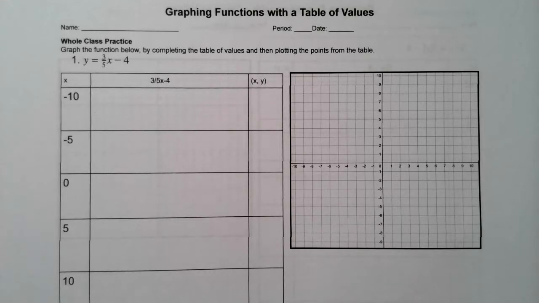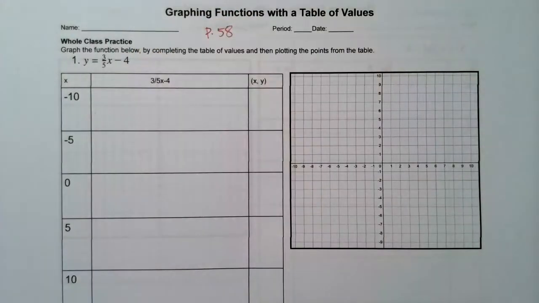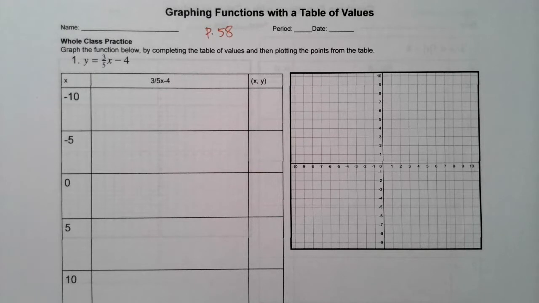We're going to look at what a table of values looks like on a graph, and we're going to put into practice the substitution practice that you have been working on. So turn to page 58 in your portfolio. Find page 58 in your portfolio. You can pause here if you need to get it out.